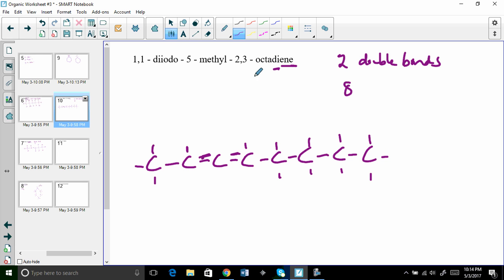2, 3, octadiene. Position 2, position 3, 8, because the di is touching the ene, it means 2 double bonds. So octadiene, that's done. 5 methyl, so 1, 2, 3, 4, 5. There's a carbon methyl group. And 1, 1 diiodo means on the first one, there's 2 iodine. And we're going to do naming tomorrow, but these are put in alphabetical order, not using the Greek prefixes. So iodine comes before methyl alphabetically.